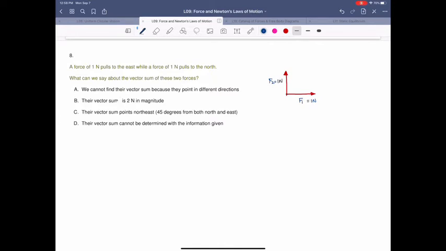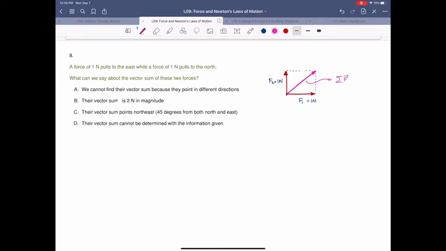What can we say about the vector sum of these two forces? Well, based on the choices there, one can go ahead and figure out the net force. And we know that the net force is going to be directed, using the tip-to-tail arrangement or the parallelogram method, it doesn't matter, you're going to see that the net force is going to be directed that way. That's the net force.